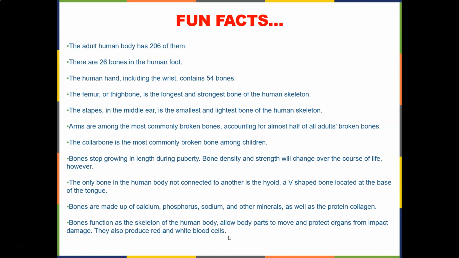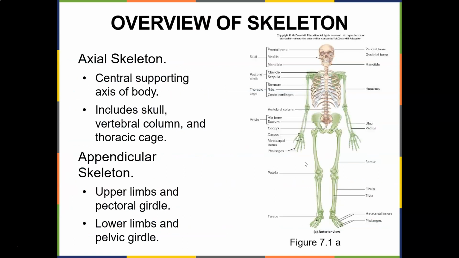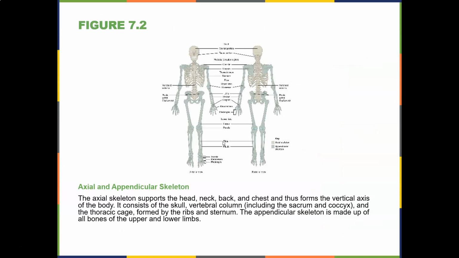So we covered some of the physiology of it from last class, but now we actually go on to what the actual axial bones are. So here's our overview. The axial skeleton itself includes the skull, the vertebral column, and the thoracic cage. The appendicular is the upper limbs and pectoral girdle, lower limbs, and pelvic girdle. So that's the appendicular, and this is the axial. So we'll talk about the axial today.